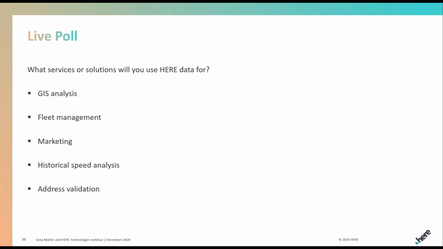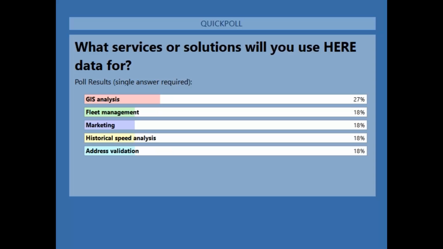Perfect. Cool. Thank you everybody for voting. So we can now share with you these results. And we see that GIS analysis is leading the way, which is perhaps what we would expect. A lot of the licensing is geared towards GIS use cases, and geo-marketing is certainly something we see off the back of that as well. And then actually there's a split between the next 4.